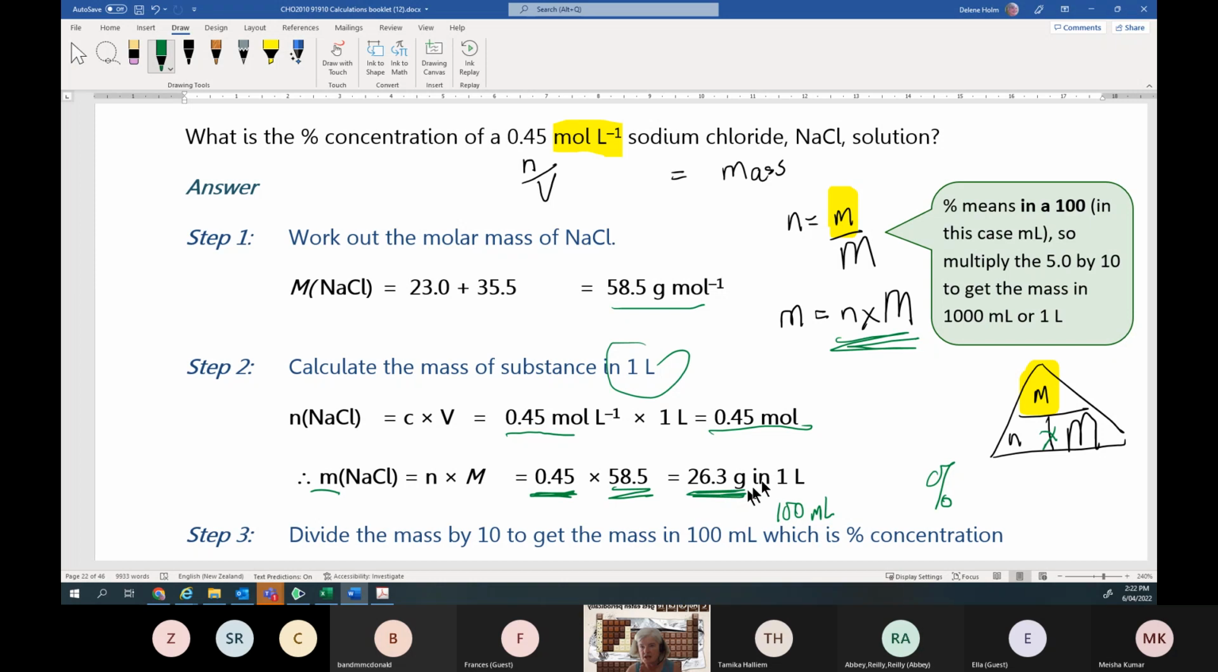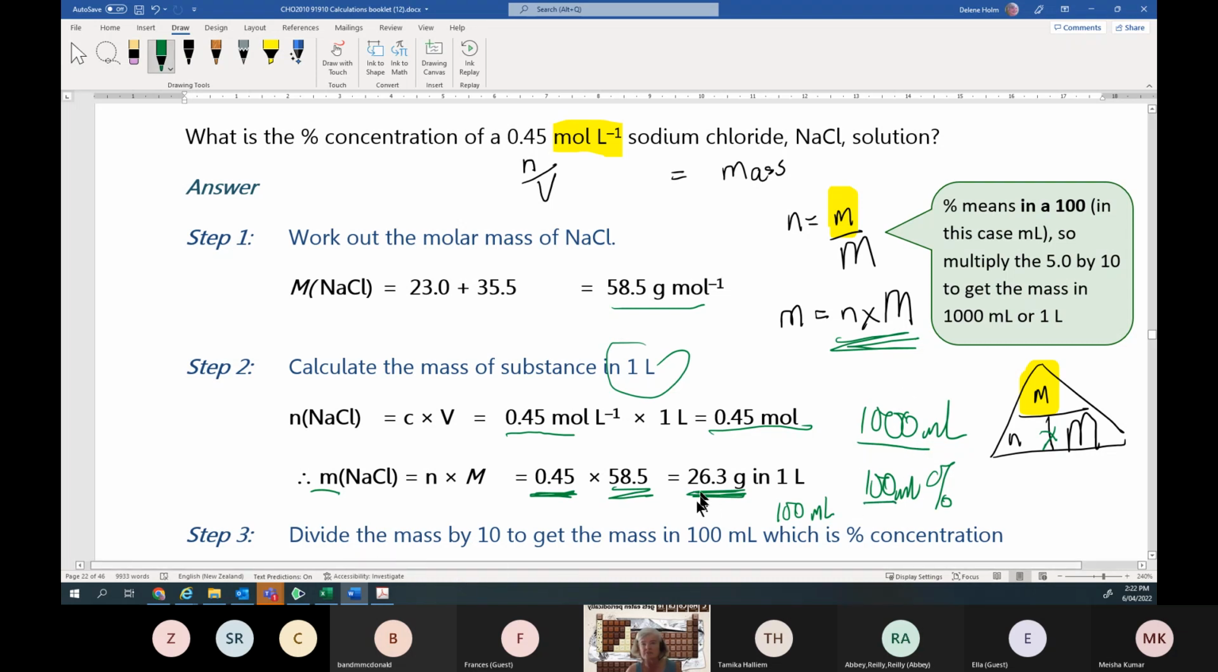Because it's not in 1,000. Well, I just divide by 10 actually, because I'm going from 1,000 to 100. So I know you think of percent, so you think, okay, percent means divide by 100 or something like that. But here I'm going from 1,000 milliliters to 100 milliliters. So that difference from 1,000 to 100 is just a 10 times difference.